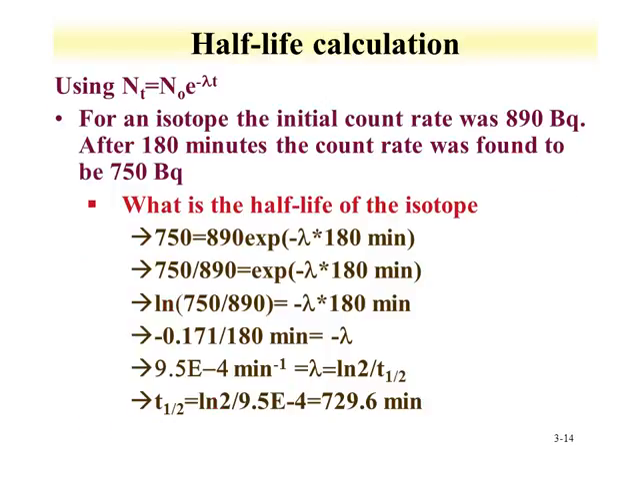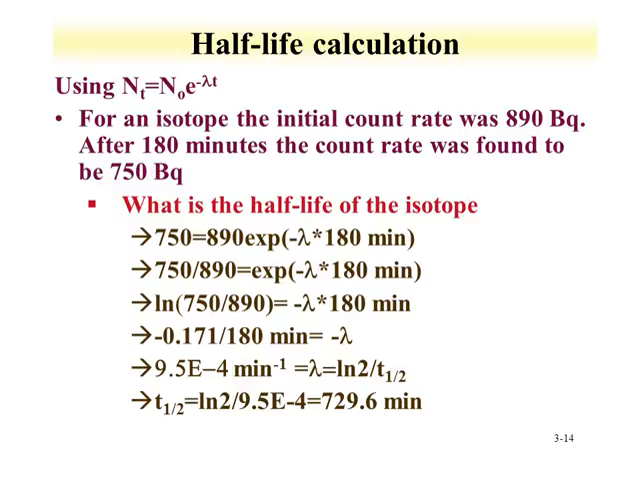All right, let's utilize some of these equations in examples. Let's do something with this equation: N at time t equals N initial e to the minus lambda t. I have an isotope with an initial count rate listed here, 890 becquerel. Becquerel is 1 count per second. After 180 minutes, the count rate was found to be 750 becquerel. What's the half-life of the isotope?